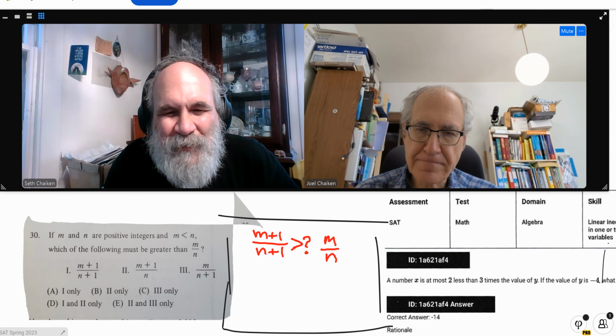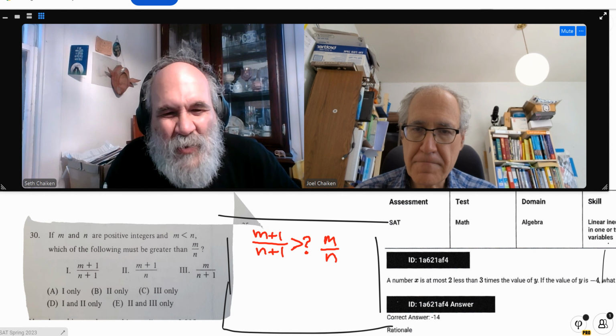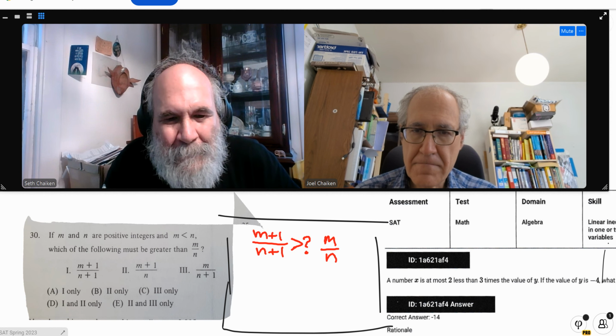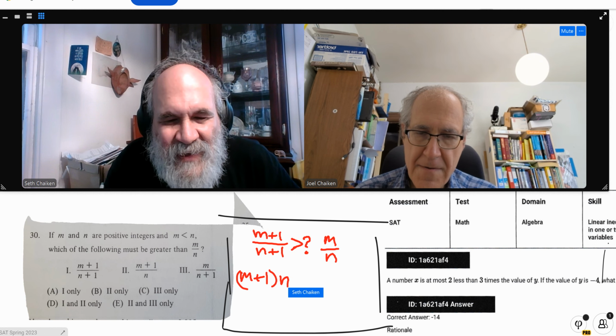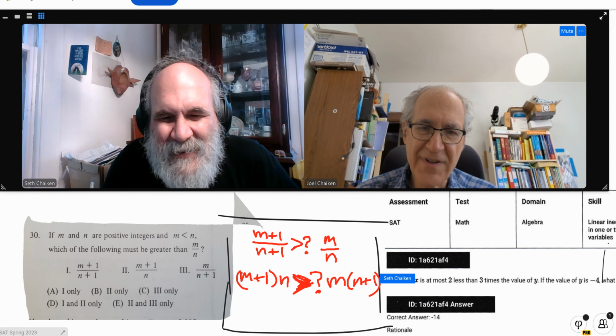Let's see. Yeah, and multiply both sides by n. Okay. So what's the result? m plus 1 times n. I wonder which is bigger, m times n plus 1. Right, yeah. Oh, that is a really smart way of doing it.